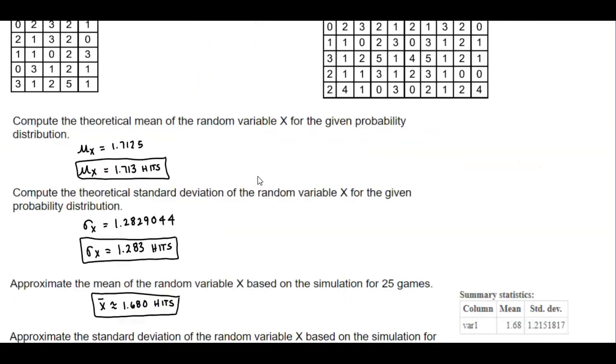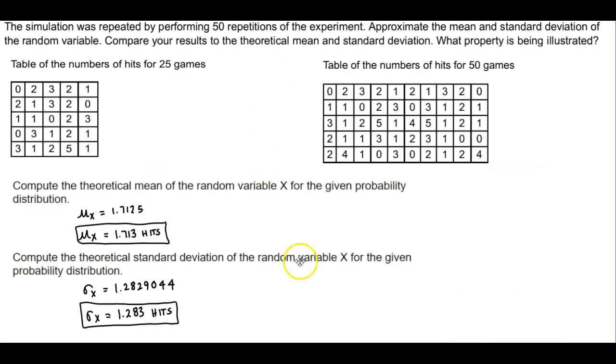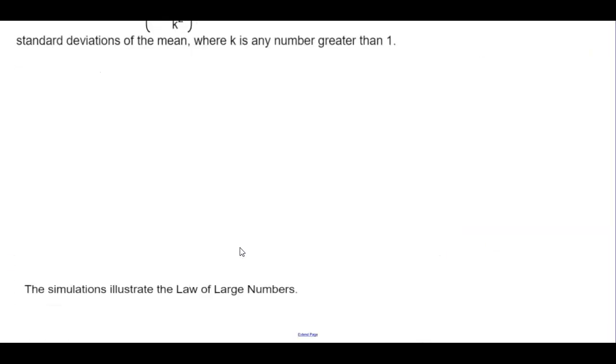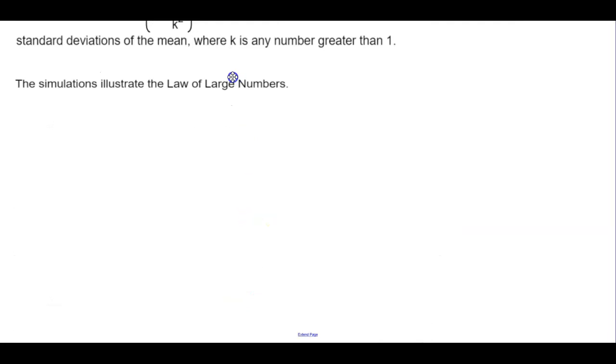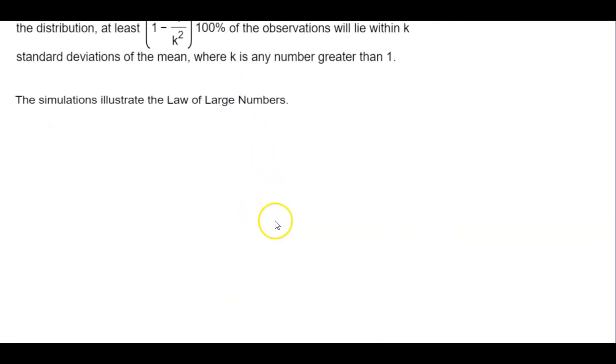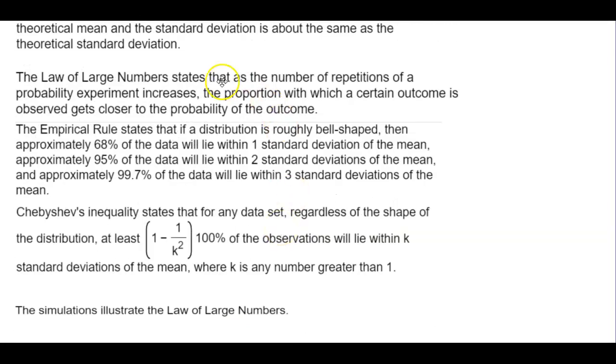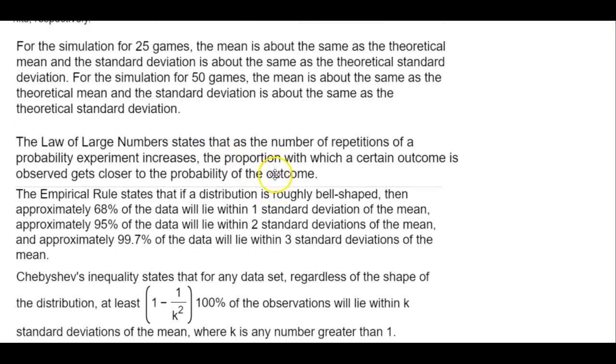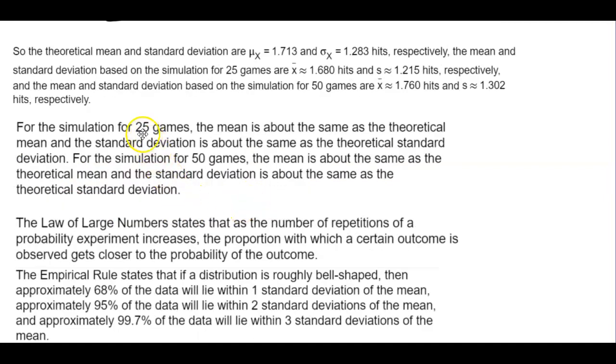So, going back to our question, what property is being illustrated? The simulation is illustrating the law of large numbers. Because again, the law of large numbers states that as the number of repetitions of a probability experiment increases, the proportion with which a certain outcome is observed gets closer to the probability of the outcome. So that means that we've gone through a simulation of 25 games, and then we've increased it to 50 games.